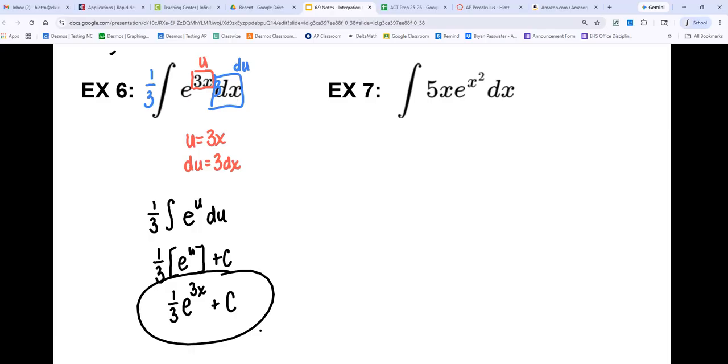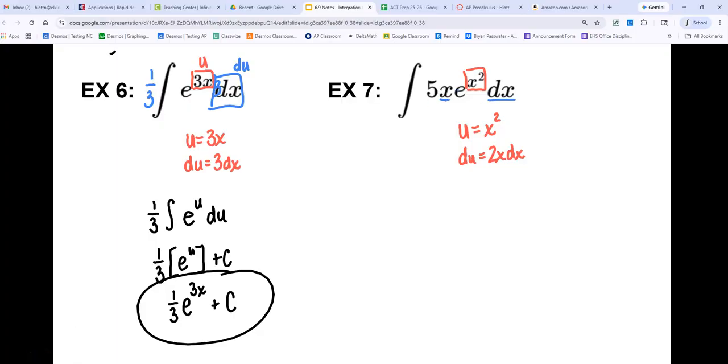Okay, last one real quick, because this one is a little bit different. Right here, and well, I said last one, we won't get to that very last one. That's okay. It's not actually a u substitution problem anyway. So u, in this case, is going to be x squared, which means du is 2x dx. What's the problem here?